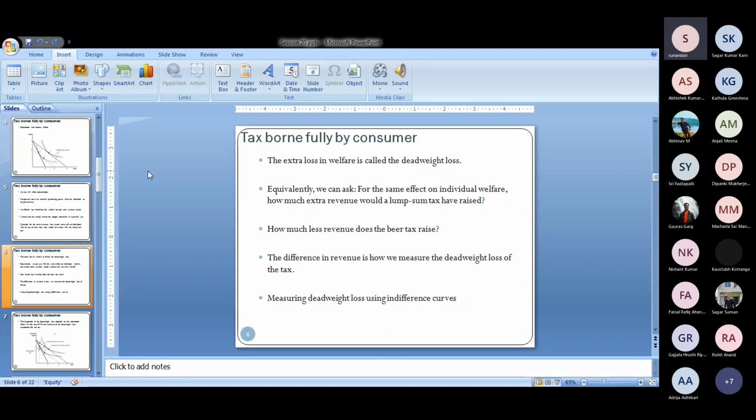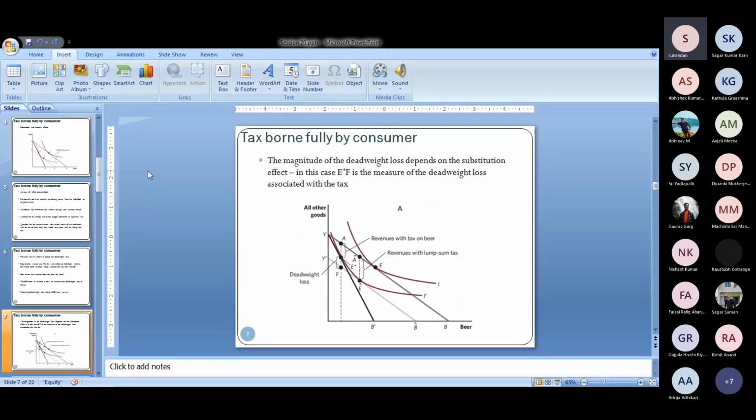from this very simple indifference curve. The moment you put a lump sum tax, movement from E to E hat, that vertical intercept will be the revenue in the lump sum tax. That much money you have taken away from that individual. Where did that money go? To the government.